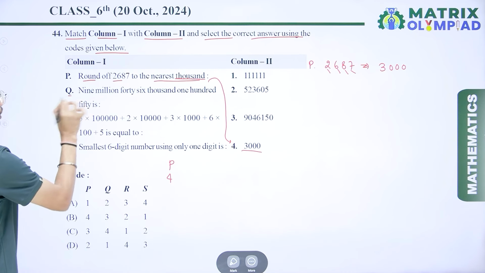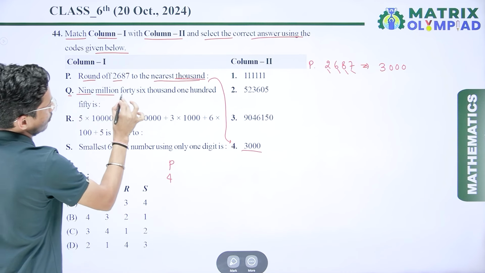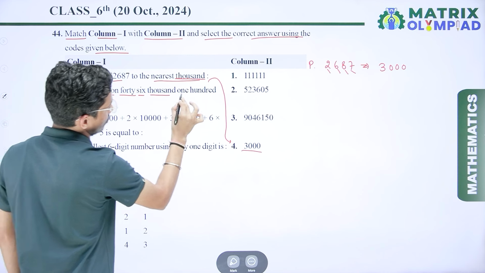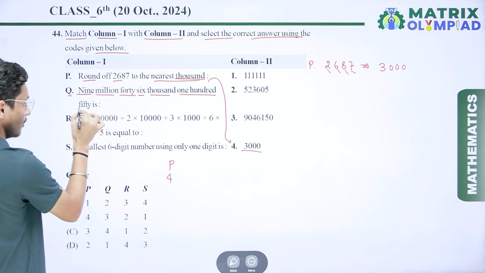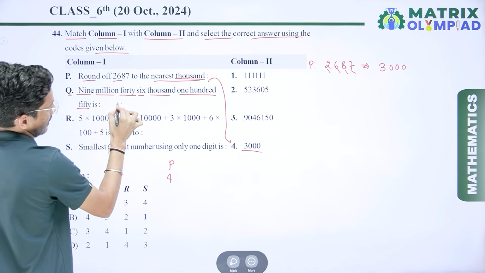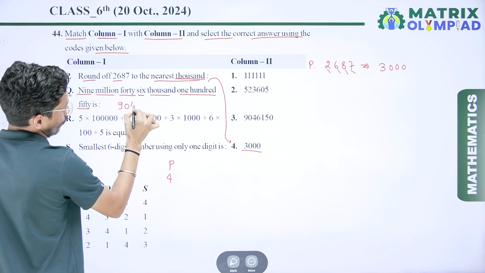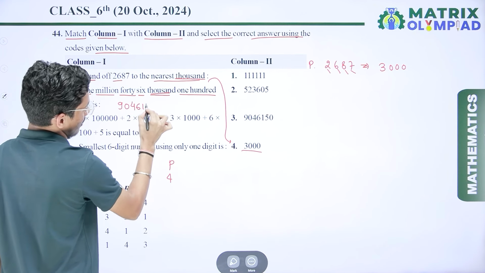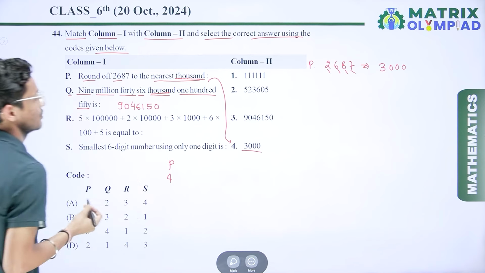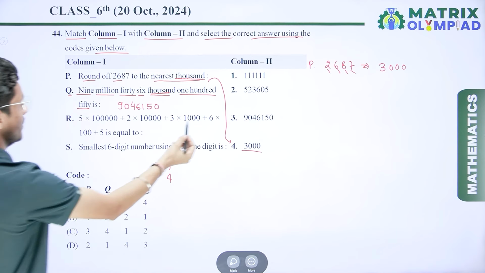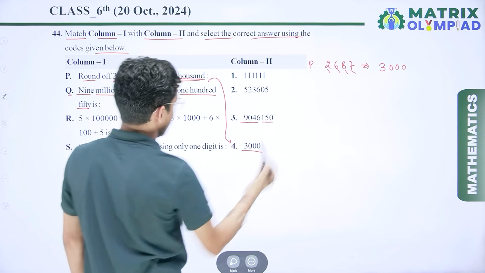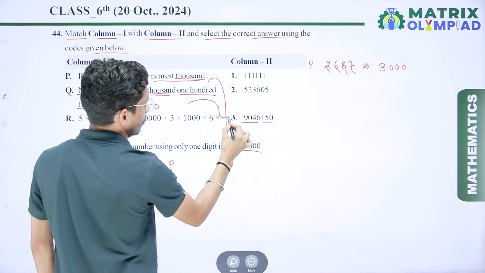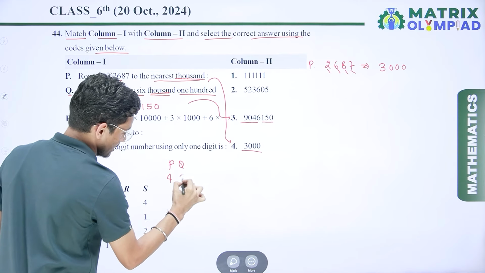If I talk about Q, that is 9,046,150. So I can write it here, 9,046,150. Check. It means Q is connected to 3. So this is the international system.